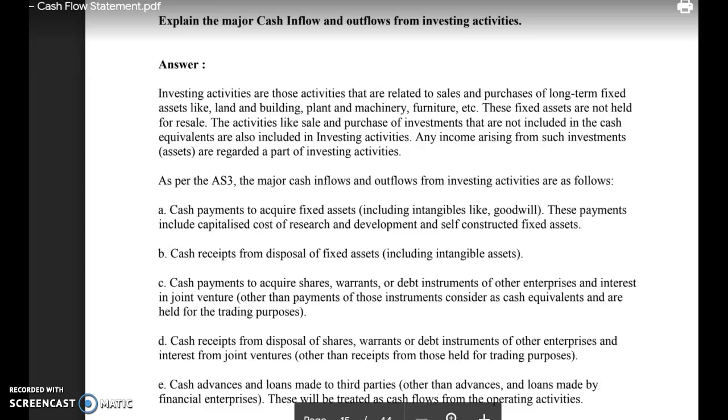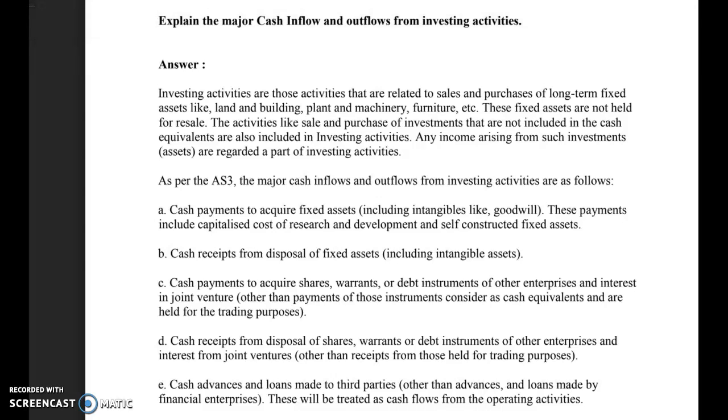Dear students, in our previous video, we had learned how to calculate cash inflow and outflow from operating activities. Now we will discuss how the cash inflow and outflow is calculated from investing activities.